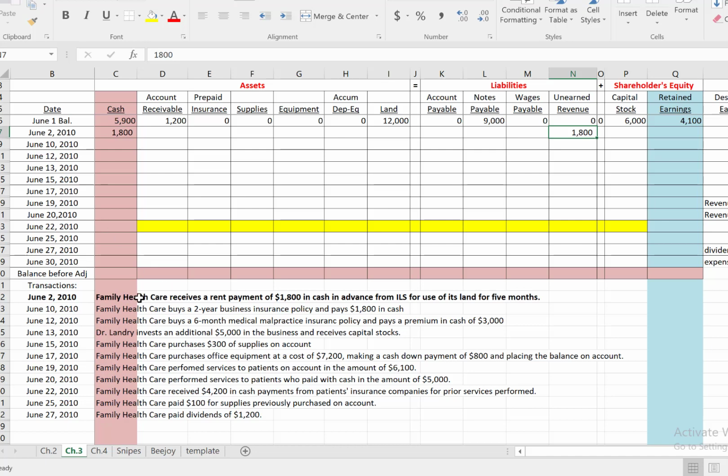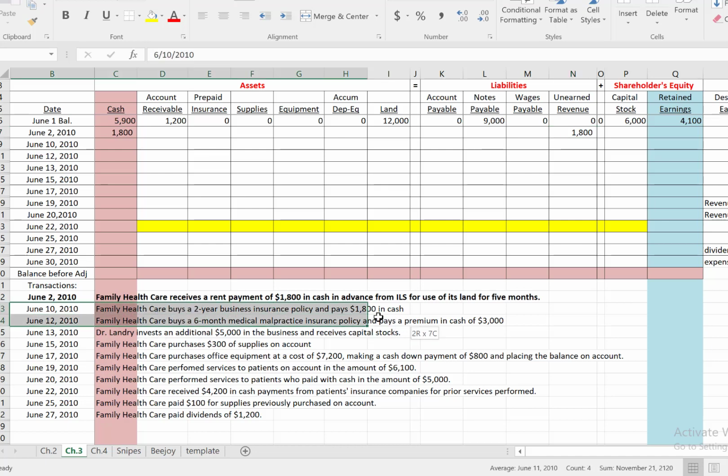When we go through the adjusting entries, we are going to account for the fact that at the end of the month, we actually have earned the first of the 5 months payment as revenue. But at this point, all we have is unearned revenue.